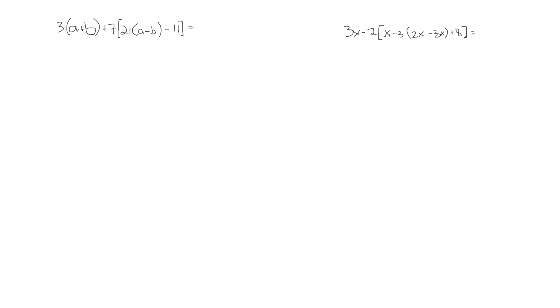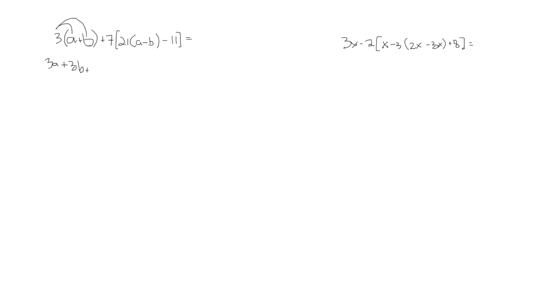So we're going to simplify these. And we'll get rid of the brackets first, the parentheses first. So on this side, I'm going to distribute the 3 times A and 3 times B. I have 3A plus 3B plus... no, not plus 7. Plus all of this stuff.